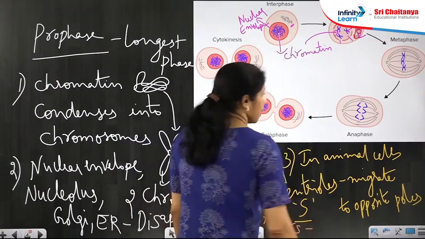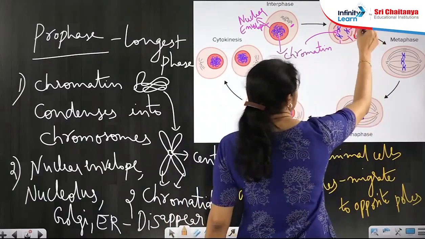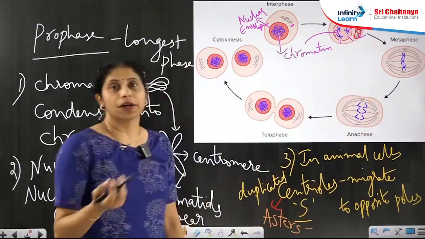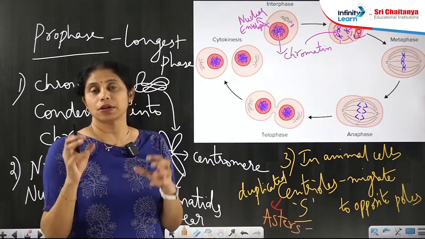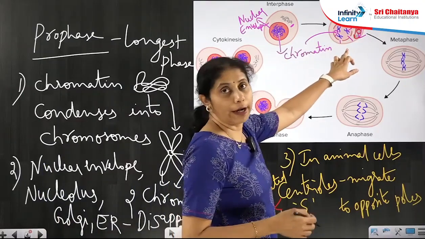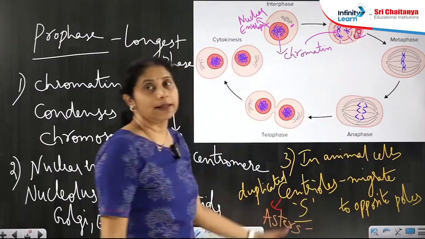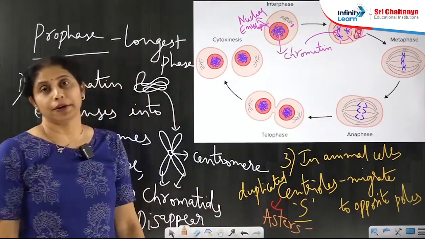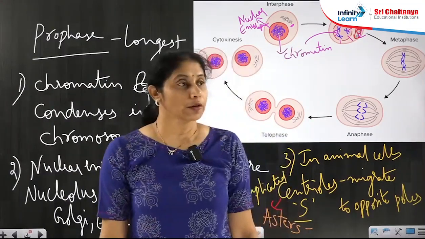And even the spindle apparatus will be formed. Here you can see that spindle fibers will be formed from the centrioles, and the centrioles will be forming the asters. Asters are star shaped structures. So, that will also be formed at the end of the prophase, and it will be forming the spindle apparatus. That is the end of the prophase, spindle apparatus. I hope all of you understood the prophase. Any doubts in the prophase?